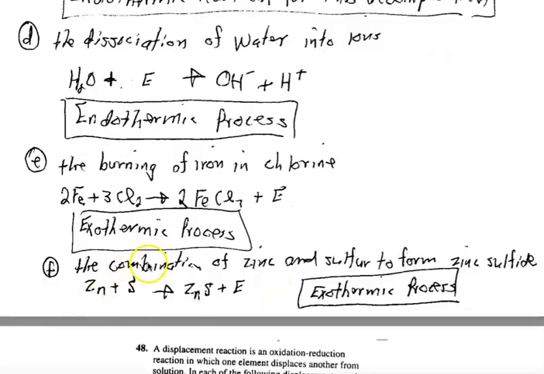And lastly, the combination of zinc and sulfur to form zinc sulfide. This is the equation with the release of energy. So this is an exothermic process.